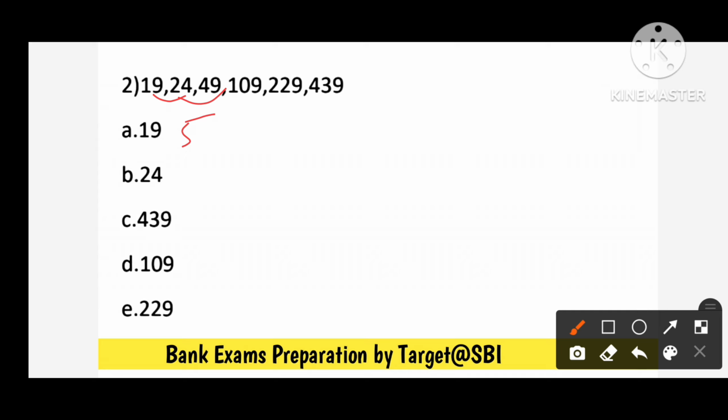Here the difference between these two is 5. Difference between these two is 25. Next one, difference between these two is 0 at the end, 6. Here the difference between these two is 0 to 1. Difference between these two is 0 1 2.